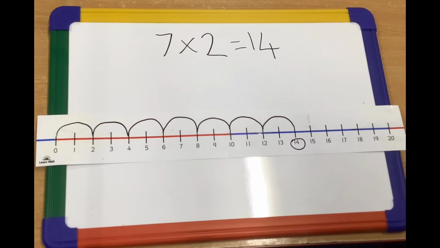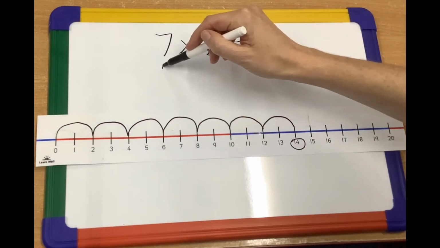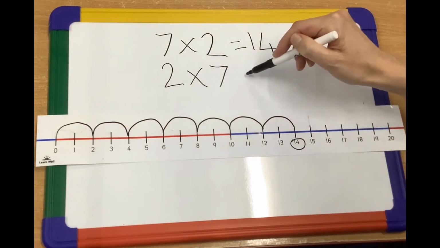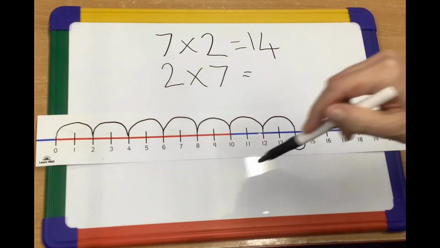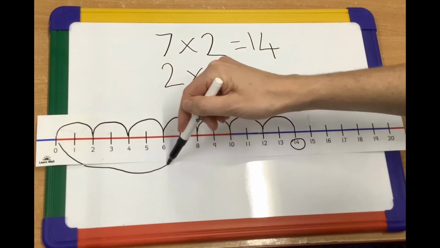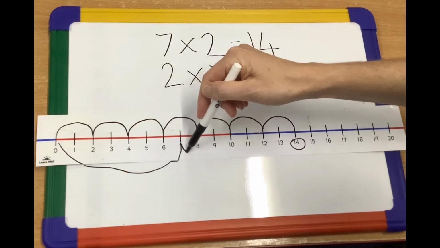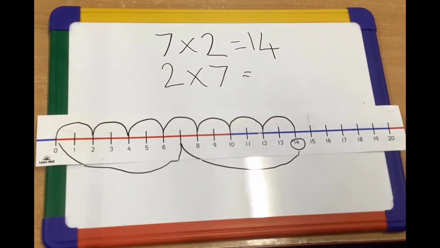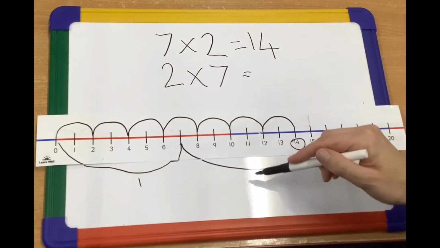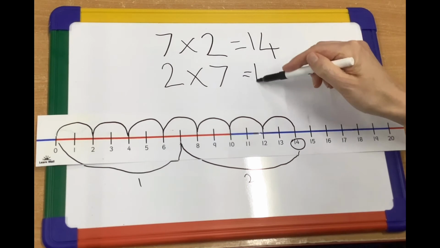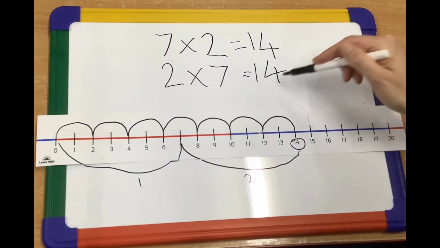Now you could work that out the other way around. It would be trickier because counting in 7s is a bit trickier. So if underneath, if I start on 0, I'm going to jump all the way to 7 and then all the way to 14. So that's 2 jumps with 7 in each jump and it is still 14.